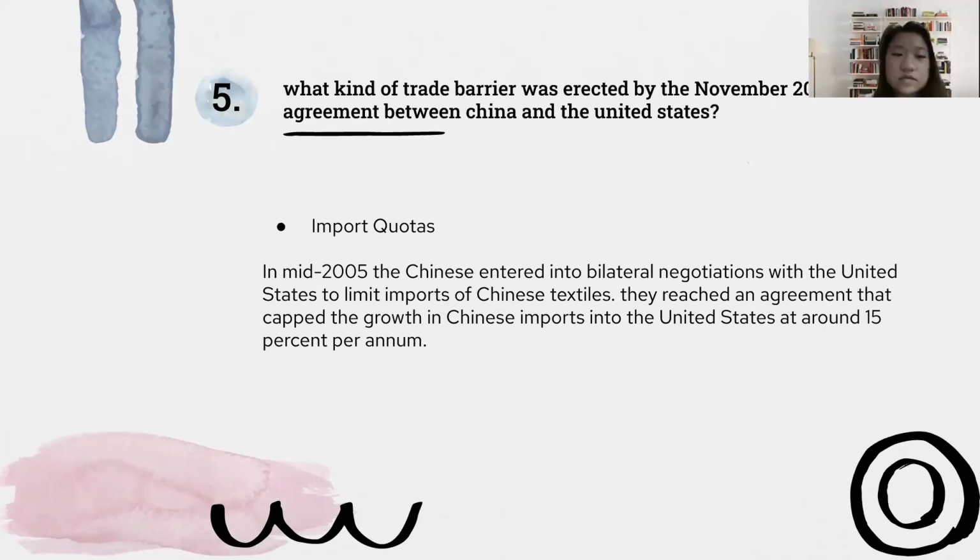So the last question is, what kind of trade barrier was erected by the November 2005 agreement between China and the United States? So the answer is import quotas. According to the last paragraph, in mid 2005, the Chinese entered into bilateral negotiation with the United States to limit imports of Chinese textiles. They reached an agreement that kept the growth in Chinese imports into the United States at around 15% per annum.